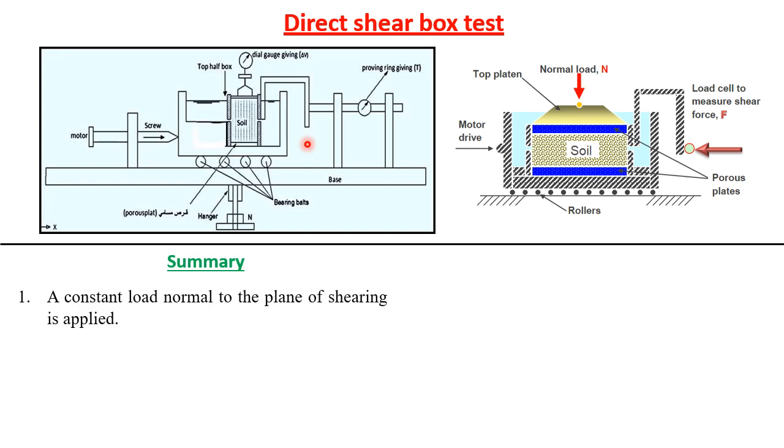Well, the summary for this test can be given as follows. At the first step, after you have compacted your soil in the two boxes, you will apply a normal load, which will cause a normal stress on the soil. So the normal stress in the soil, which is sigma n, is the normal load over the cross-sectional area of the soil.